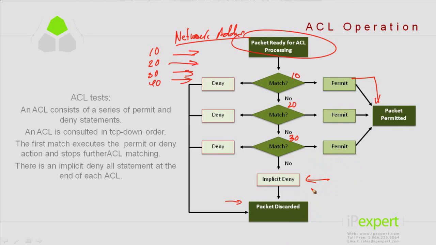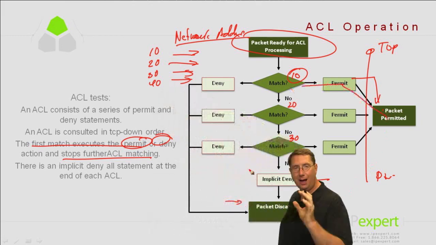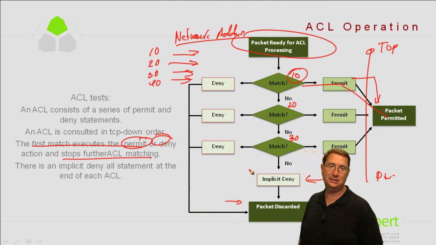The other thing we need to understand is that this is processed in a top-down order. The first match is going to execute either the permit or the deny, and it's going to stop any other matching. So if something matches the access list entry I configured at sequence 10, it's going to permit the traffic and then simply stop processing the access list. The moment I get a match, I want to stop doing any type of parsing against this list.